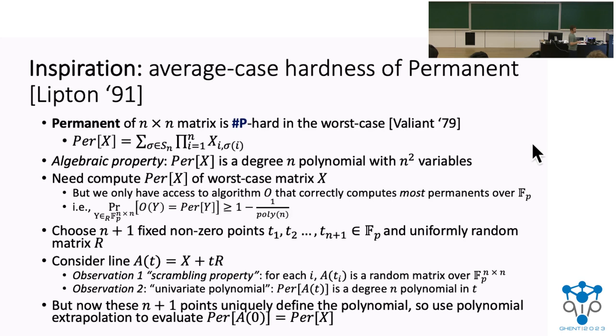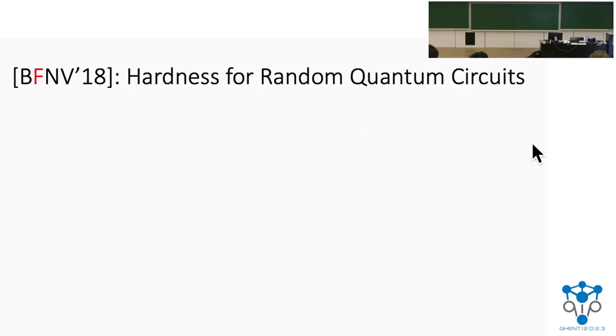What we do is we use the faulty algorithm O to evaluate the permanent of the matrix A of t1, A of t2, and so on. Then once we have n plus 1 points, well, by the fundamental theorem of algebra, the polynomial is of degree n, so this uniquely specifies this permanent of A of t polynomial. Once we know the coefficients of the polynomial, we can then evaluate it at t equals 0, which gives us back the permanent of our worst case point, right? Okay, great. So that's where we left off.